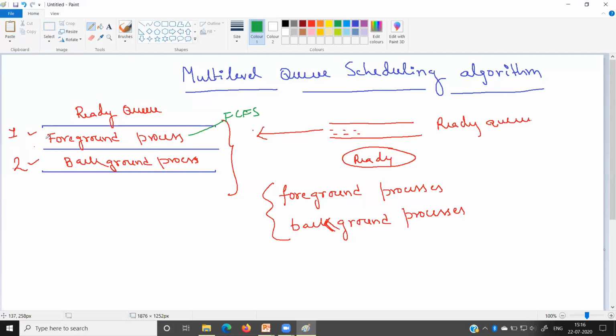So all the processes associated with the foreground will be stored over here, and those processes can be selected by the scheduler using the FCFS scheduling algorithm. Whereas the processes which are executed at the back end are stored over here, in sub queue 2. And let us say we will use the priority scheduling algorithm to select the processes from the background sub queue number 2.